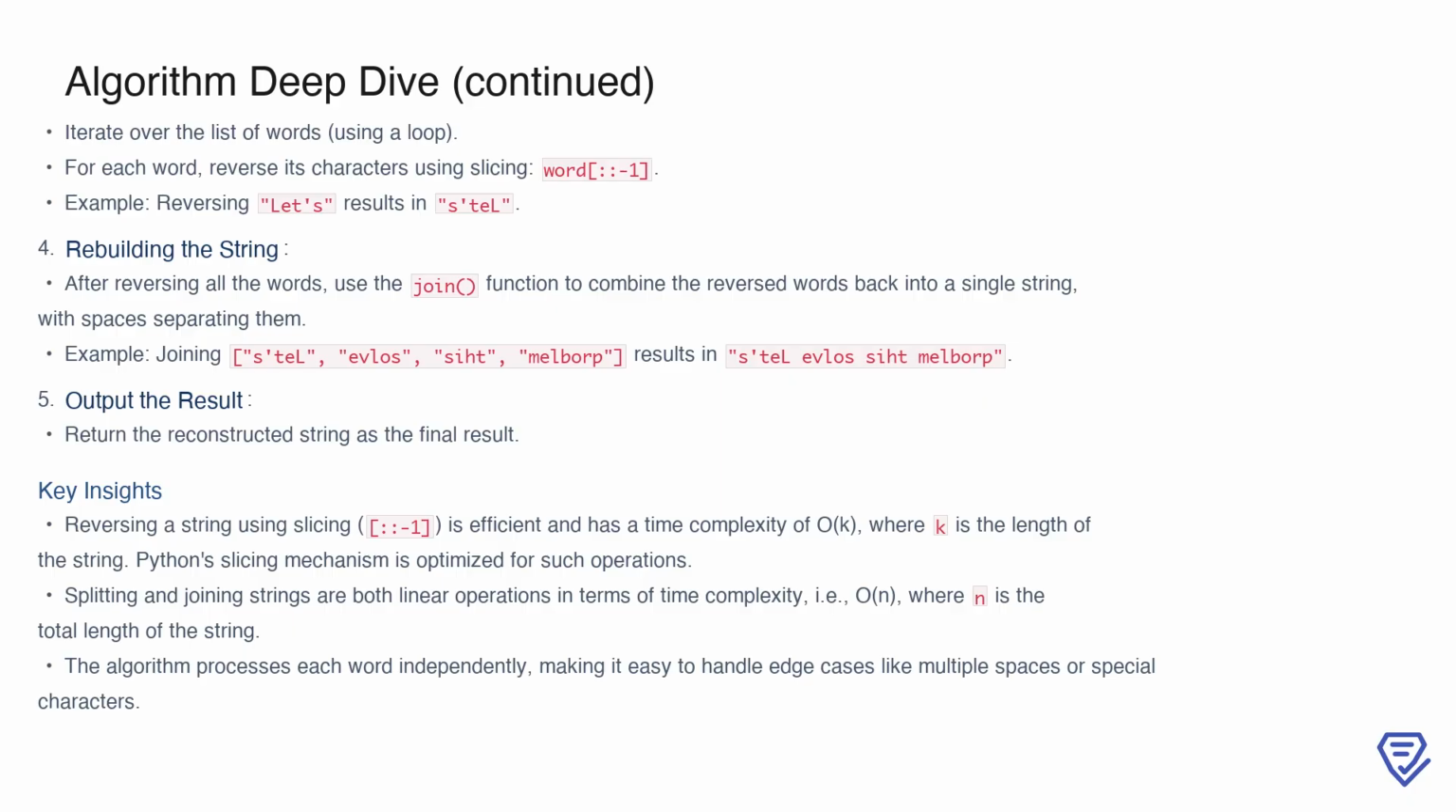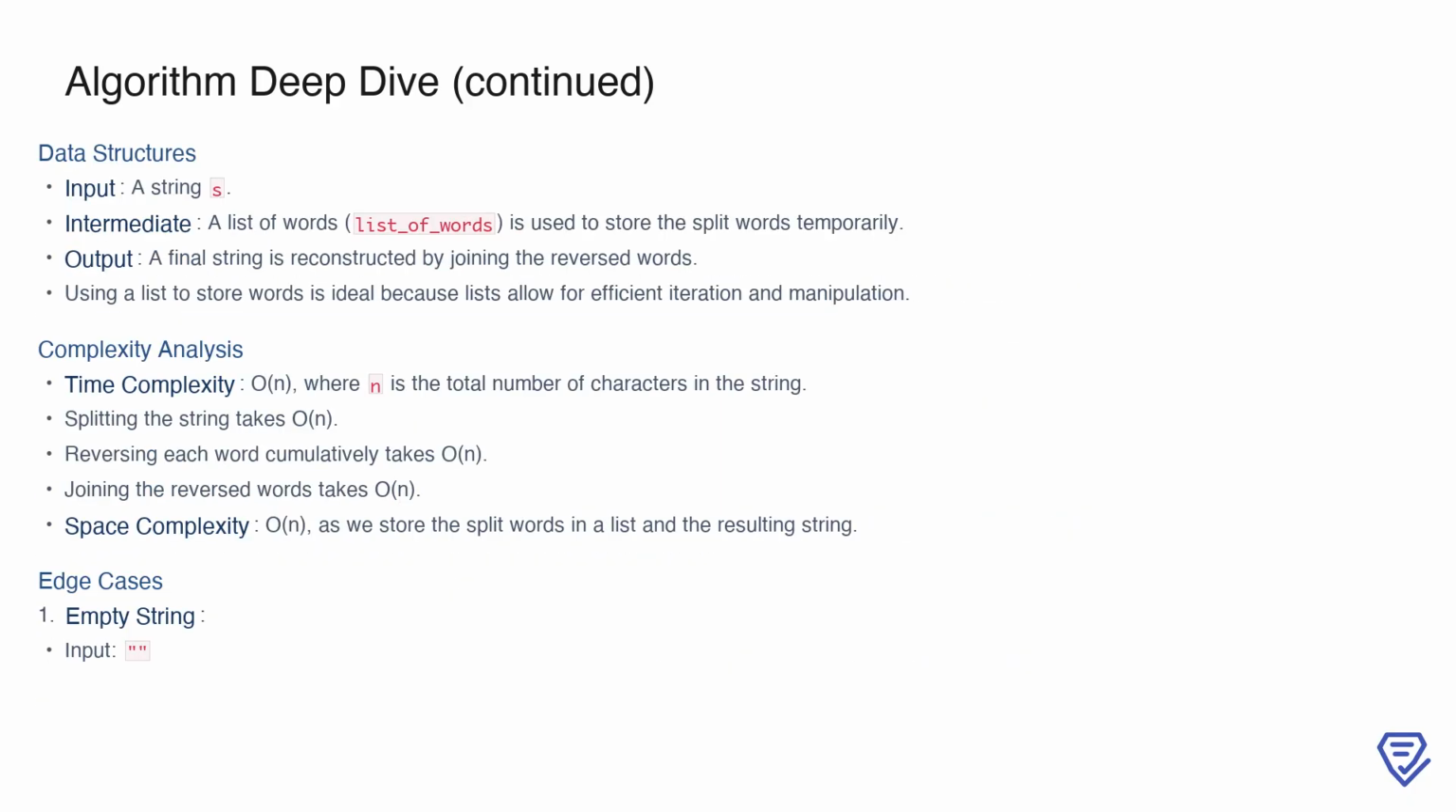This approach is efficient because Python's slicing mechanism for reversing strings and its built-in methods for splitting and joining are optimized for performance. Now, let's look at the data structures and complexity analysis of the algorithm. The input is a single string S that contains the words to be processed. As we split the string into words, we temporarily store them in a list called list_of_words. This list allows us to iterate over and manipulate the words efficiently.